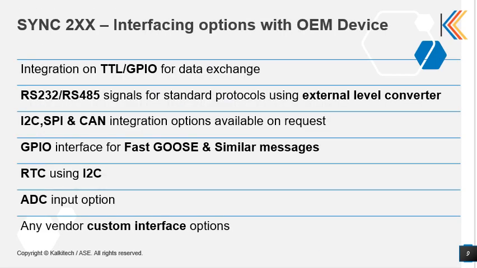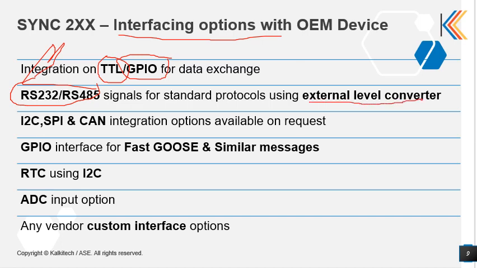The interfacing options in Sync OEM are TTL. Modbus and other native protocols can communicate over TTL. And for fast message data transfer like Goose, you can use GPIO, directly interfaced to Goose. Some devices will not have a provision to take TTL internally. In that case, this TTL can be converted into RS-232 RS-485 using an external level converter, and that can be interfaced internally to your board.